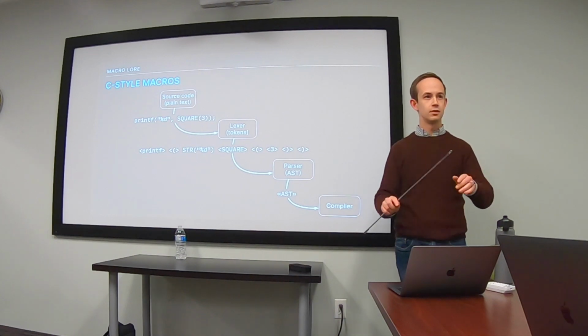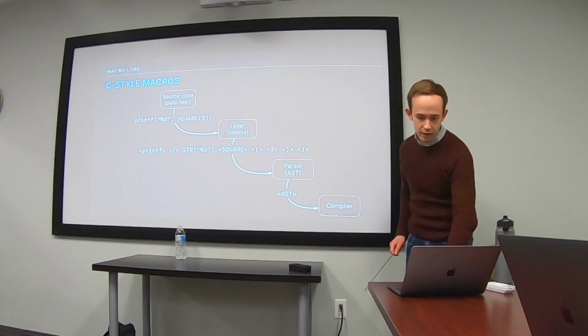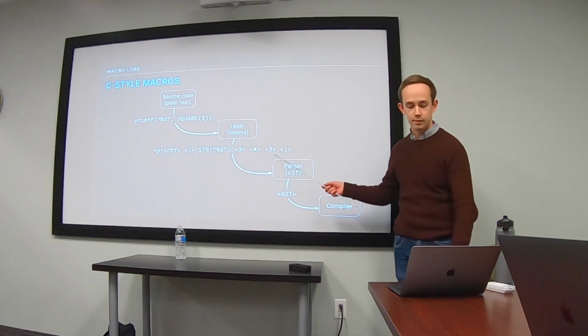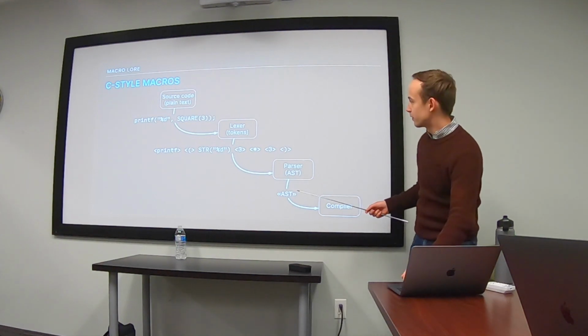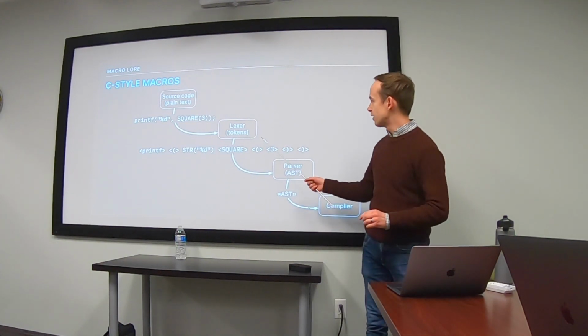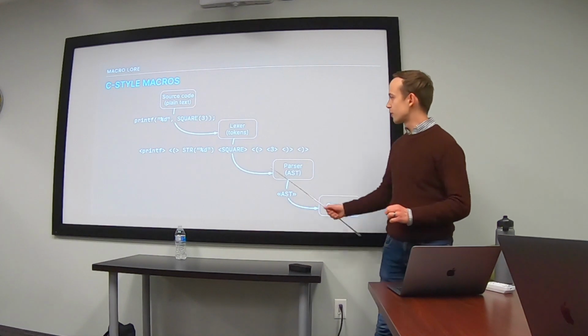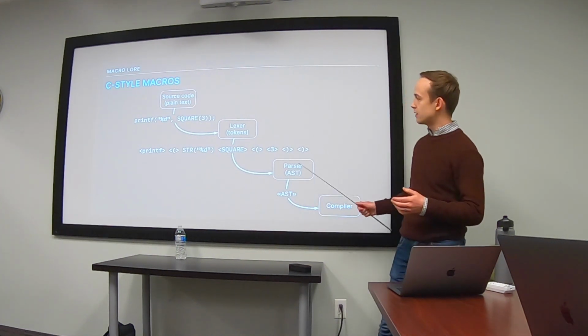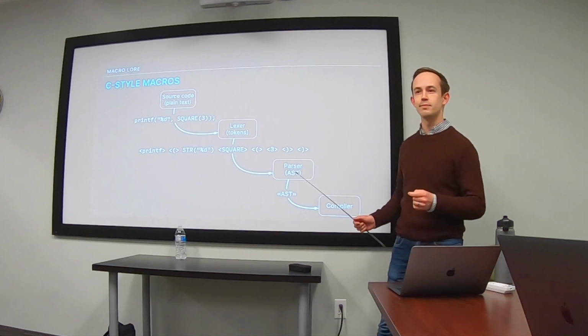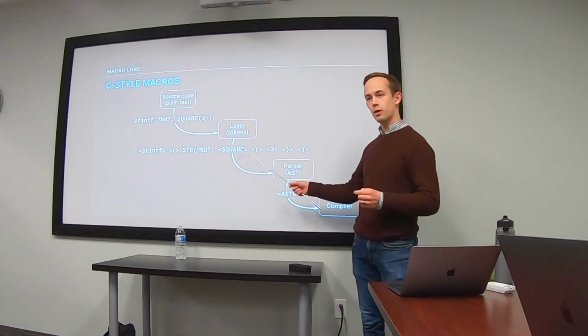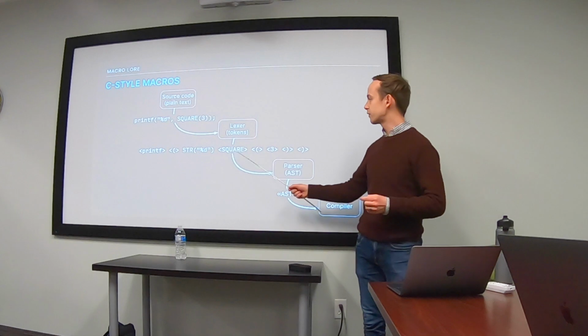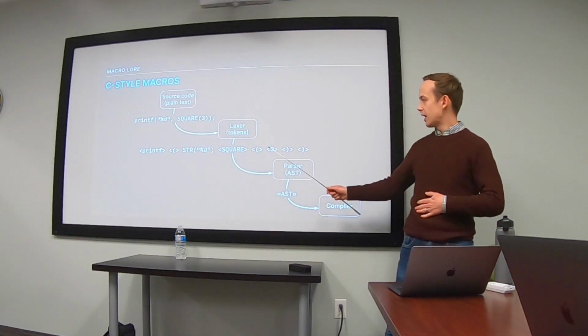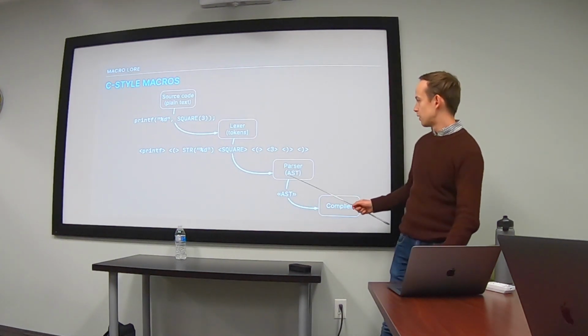So where does the substitution take place? Substitution takes place right here. After your code has gone through the lexer, the C compiler says, oh, okay, you've got some macros here, and it looks for this token square. It says, oh, okay, I'm going to take this token, and I'm going to replace it with that.